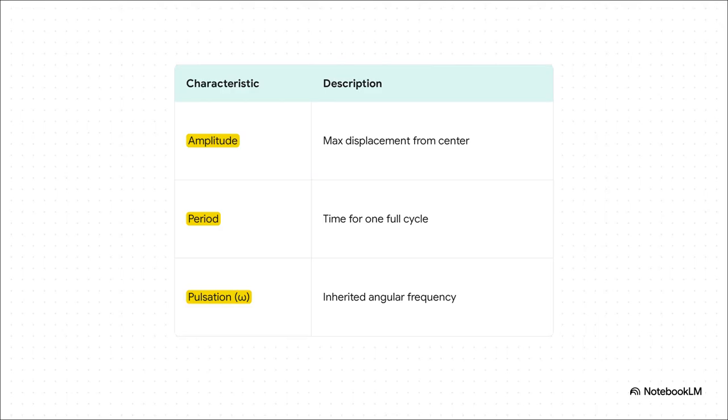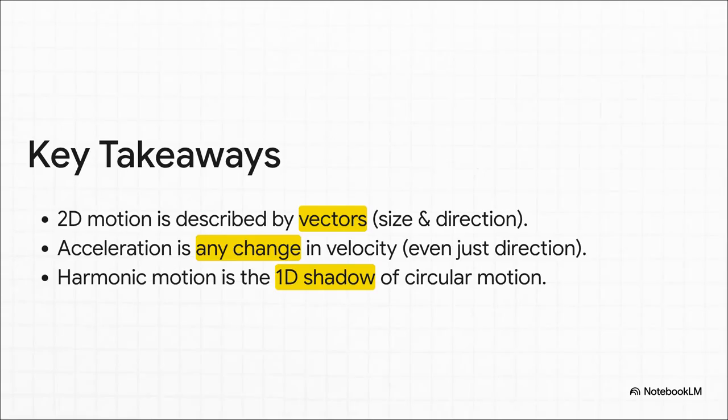And what's so cool is that the language we used for circles maps perfectly onto this new motion. The shadow's maximum reach from the middle, its amplitude, is just the radius of the original circle. The time it takes for one full back-and-forth swing, its period, is exactly the same as the circle's period. And its fundamental rhythm, or what we call pulsation, is taken directly from the circle's angular velocity. It all lines up.